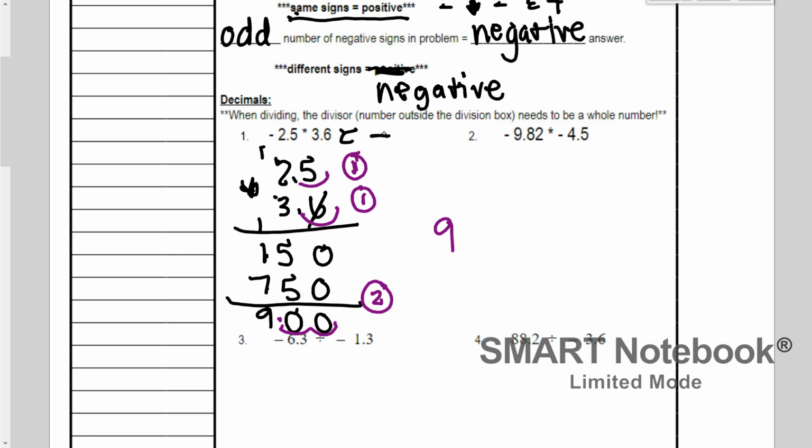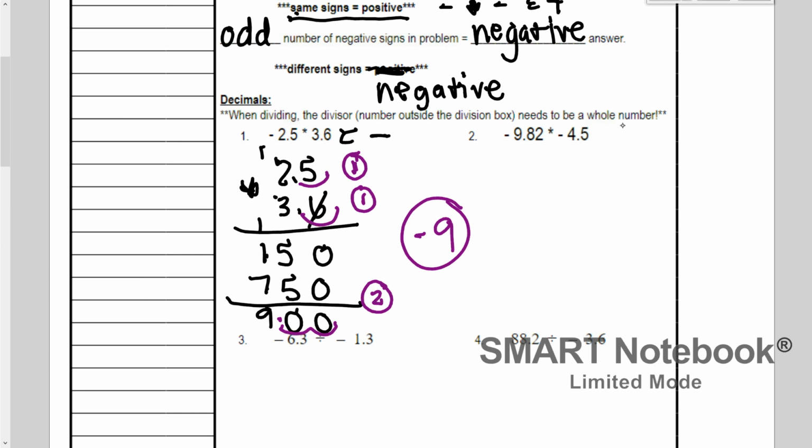And then remember when we went back up, it is going to be a negative 9 because one number is negative and one number is positive. Okay, so go ahead, pause the video, try number 2 on your own if you haven't already, and then resume the video to check your answer.